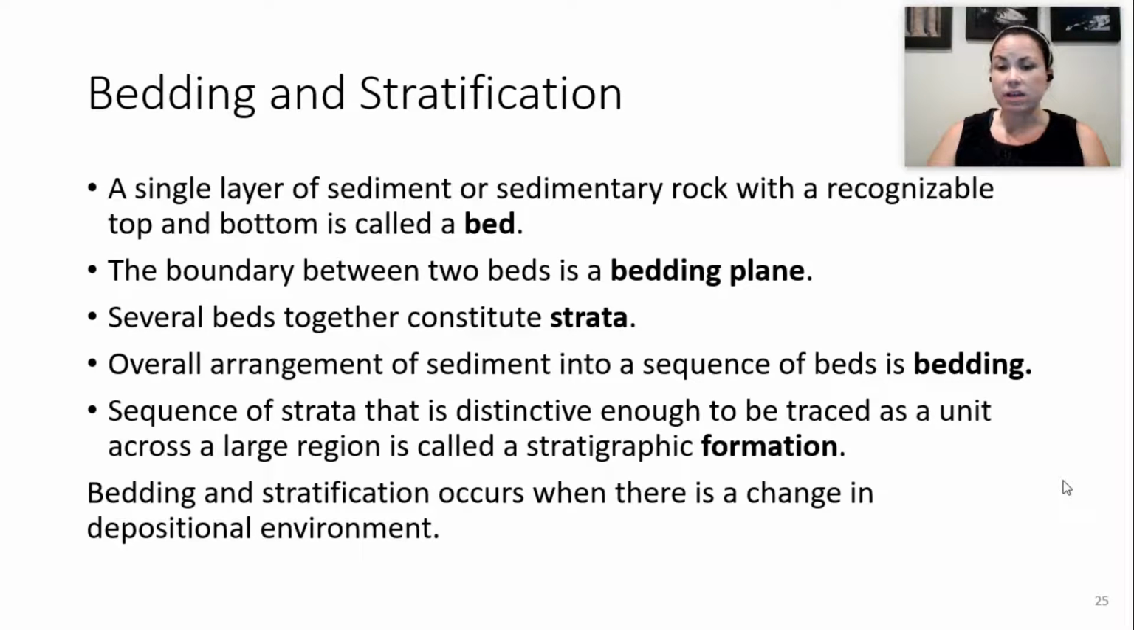A sequence of strata that is distinctive enough to be traced as a unit across a large region is called a stratigraphic formation. So bedding and stratification occurs when there is a change in depositional environment. If we go from being underwater to being on top of the water, you'd see a very distinctive change in the sediments, and along that change is where we have a bedding plane. Between those two different strata is where we'd have a change in formation. These are just some words that I might be using throughout the semester, so try and get familiar with the differences between these.